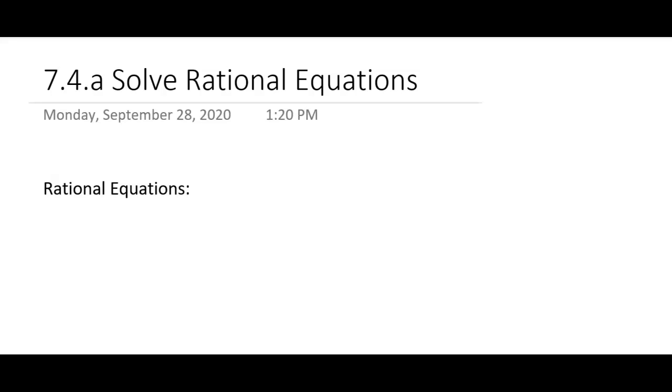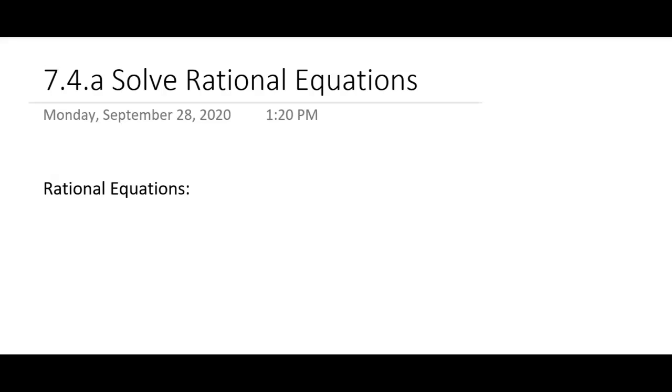In 7.4, we're going to work with rational equations. And because they're equations, we want to solve them. Now, this is a very common approach to what we're going to be doing in the next several chapters in this course, kind of for the rest of the course.